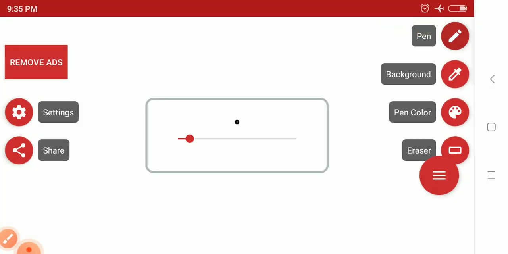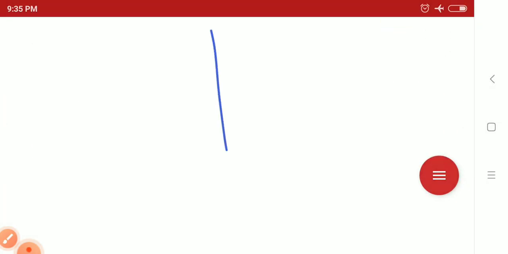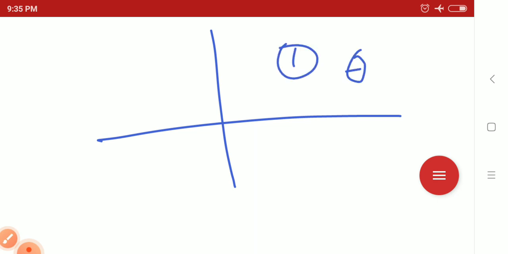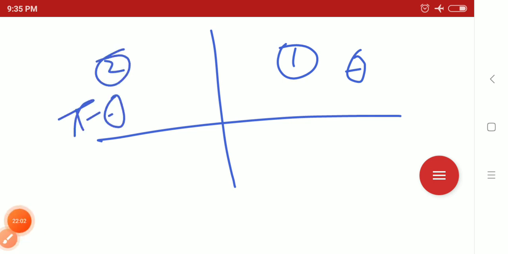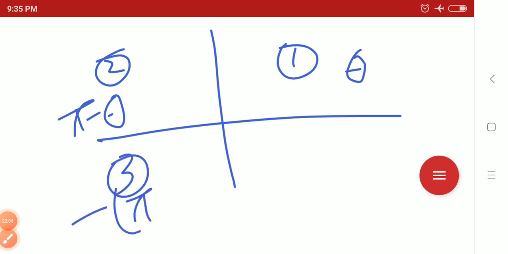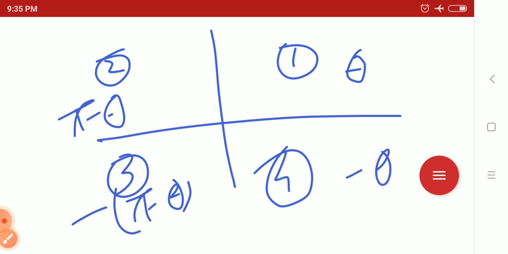So we have come to the conclusion that for the small argument of z you get one value. For the principal argument of z in different quadrants: in quadrant 1 you get the value theta, in quadrant 2 you get pi minus theta, in quadrant 3 you get minus of (pi minus theta), and in quadrant 4 you get minus of theta.